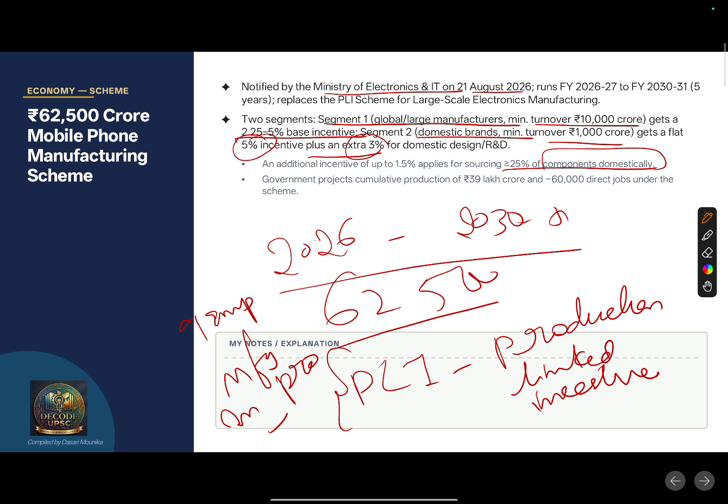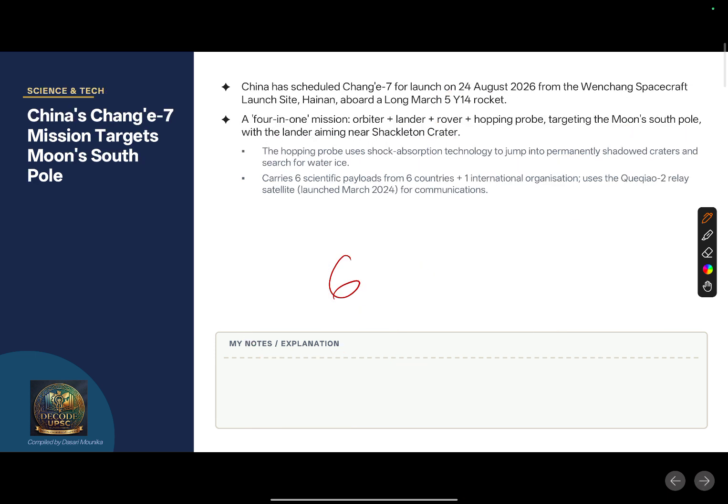So next we will be moving to another topic. Now let us see science and technology, which is a very interesting topic. China's Chang'e 7 mission targets the moon's south pole. According to various sources, it is planned as a 4-in-1 mission involving an orbiter, lander, rover, and hopping probe.